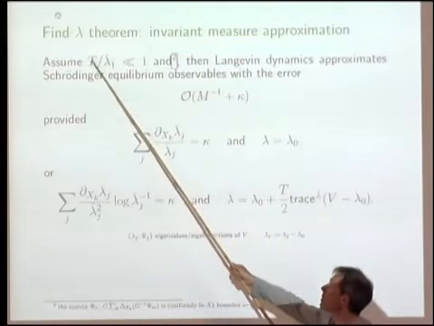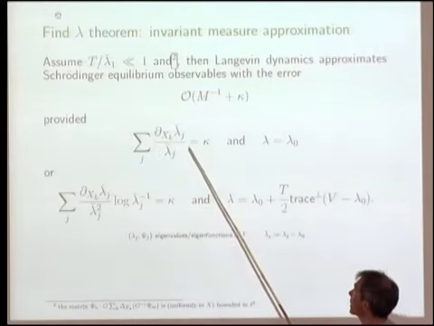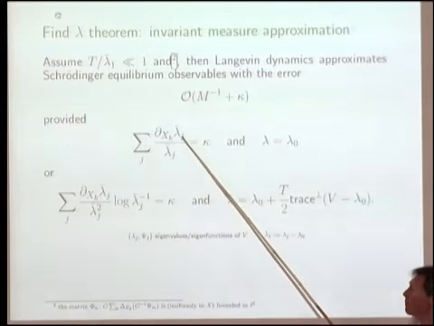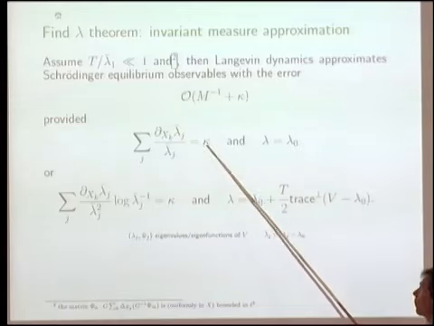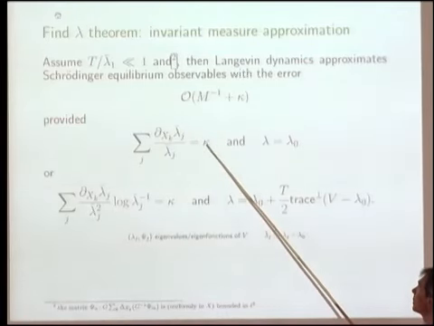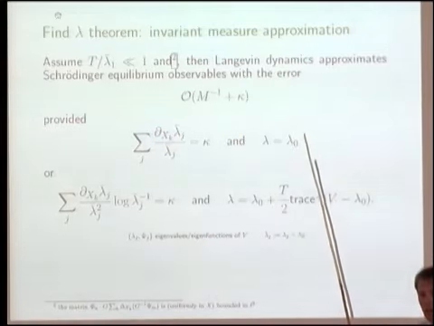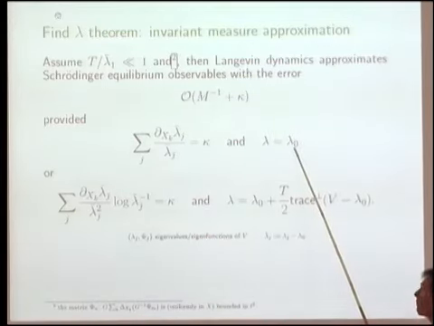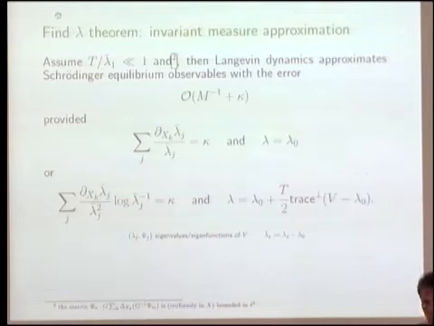So suppose temperature is smaller than the gap. And assume then that the derivative of the eigenvalue divided by the eigenvalue also is small when you sum them. Then, in fact, it turns out to be a good approximation, if you let the drift in the Langevin be the ground state potential.